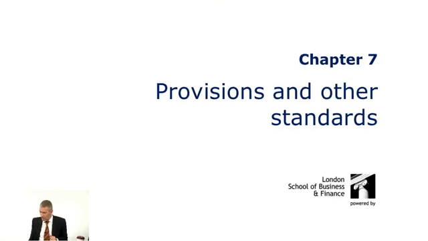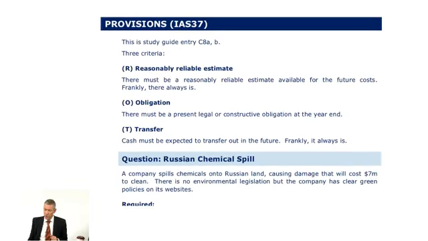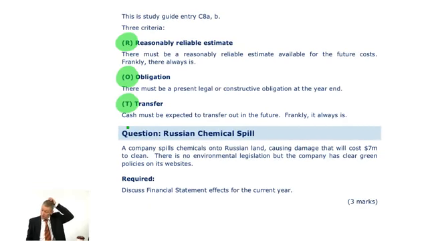And here we go with provisions. There's a criteria for provisions. It's rather cute. I think you'll like it. It's spot the rot. In order to be permitted to make a provision, you need to spot the rot. You need an R, you need an O, and you need a T. And it's a bit like the sale criteria. All three must be fulfilled for rot, and all four must be fulfilled for the sale criteria. There must be R, a reasonably reliable estimate. There must be O, an obligation, and there must be T, transfer. A reasonably reliable estimate just means, a reasonable guess.